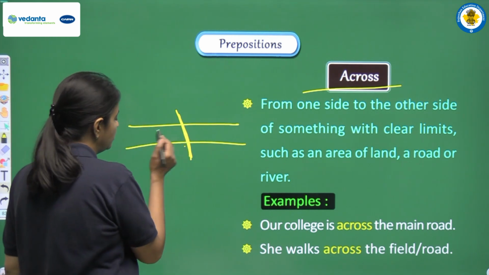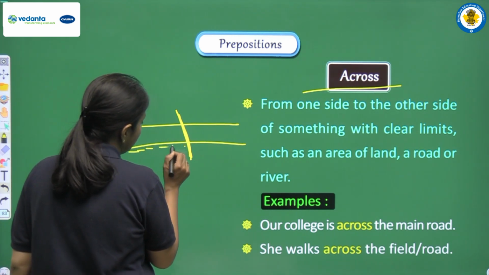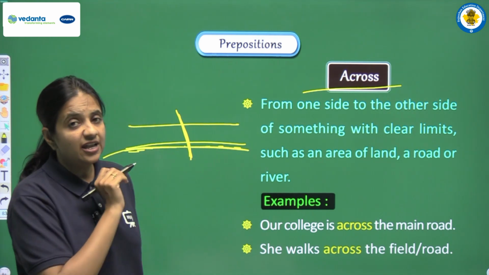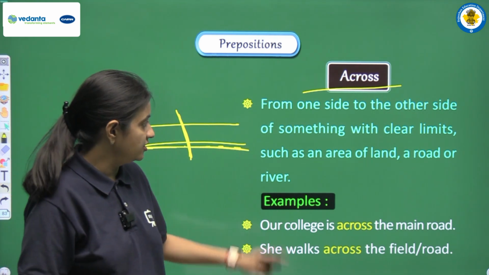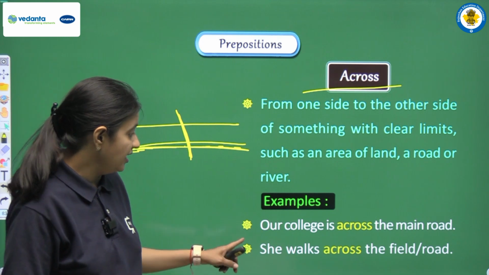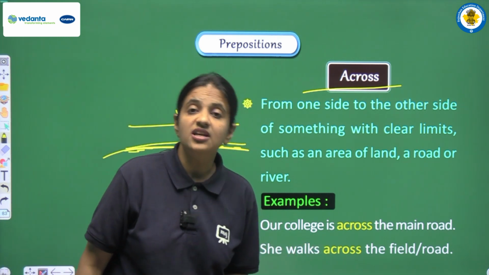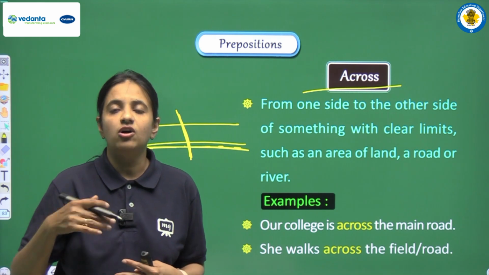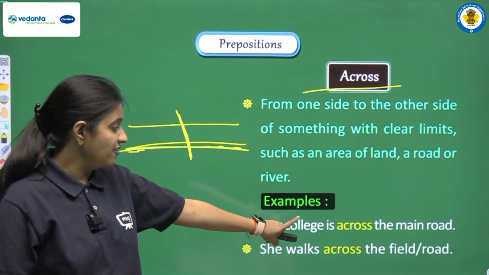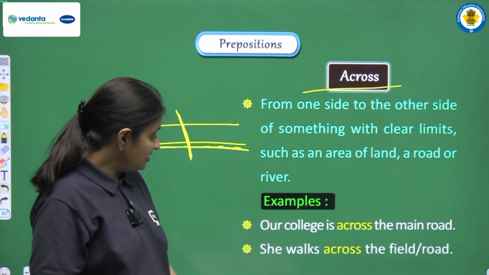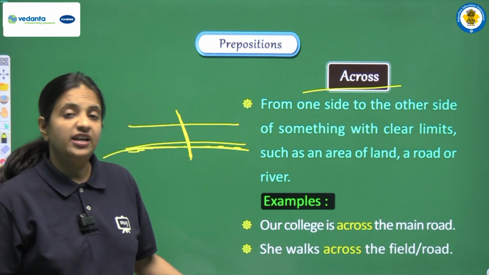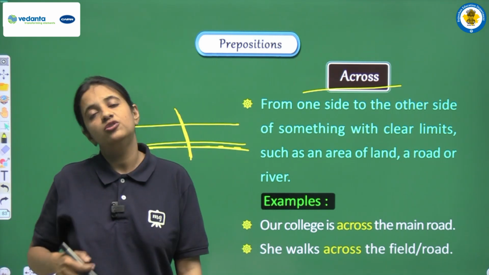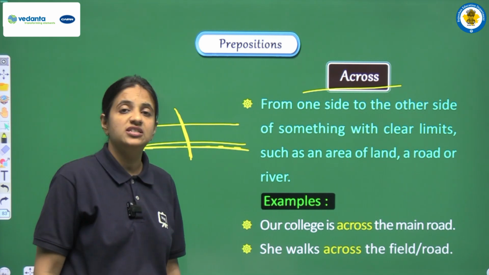And we will read "along" also. When we are going in the same direction, in the same line, then we use along. Let's see the examples to clear this. Our college is across the main road. It means that on the opposite side of the road, we are having our college. Second is, she walks across the field, or it can be a road also. Again, across means to cross the road, to cross the river, to cross the land.